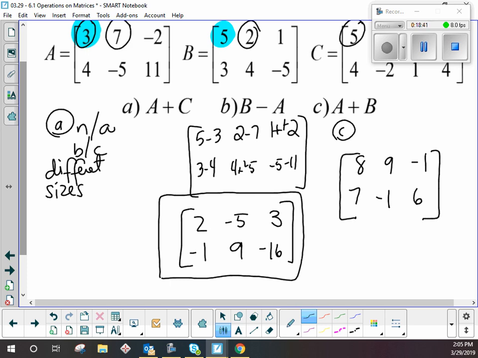I got this. Did you get this? 8, 9, negative 1, 7, negative 1, 6. Okay. Congratulations. You know how to add and subtract matrices.